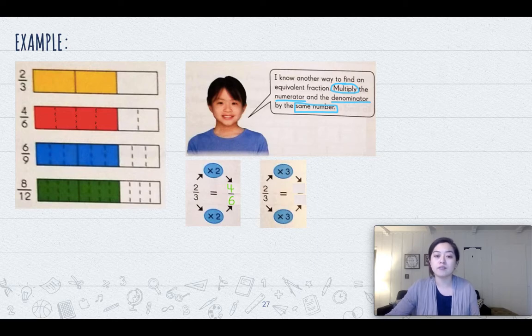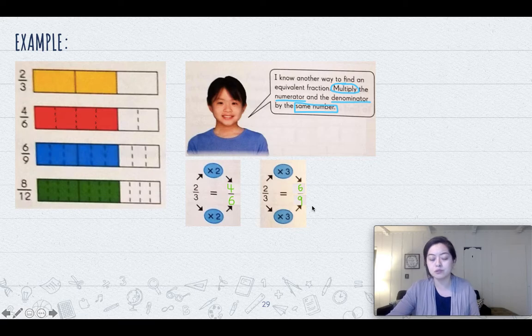So I have my fraction 2/3, and I'm going to multiply the numerator by 3 and the denominator by 3. Let's see what we get. First, let's multiply the numerator by 3. 2 times 3 is 6. Now, let's multiply the denominator by 3. 3 times 3 is 9. So I have 2/3 is equivalent to 6/9.